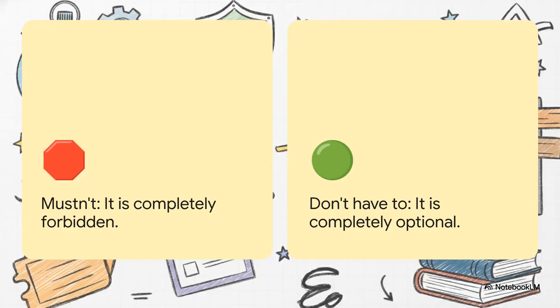This is absolutely crucial, so let's make sure we register this hard boundary. Think of prohibition, mustn't or can't, as a giant red light. It means stop, it's forbidden, end of story. But no obligation, don't have to or needn't, that's a green light for your freedom of choice. You can do the thing or not do it because it simply isn't necessary. And trust me, mixing these two up can lead to some incredibly awkward misunderstandings, so definitely keep that mental boundary strong.